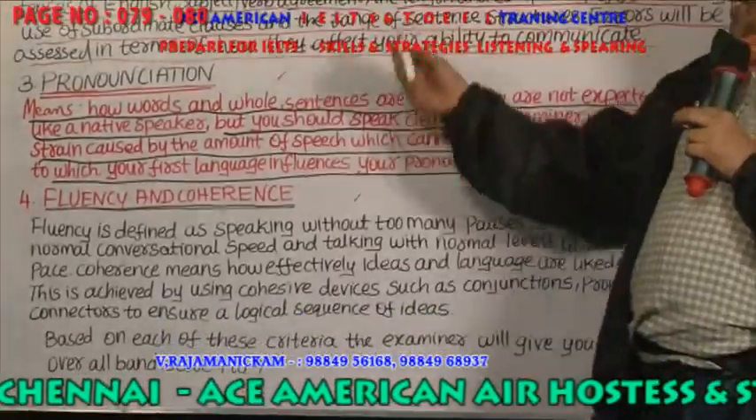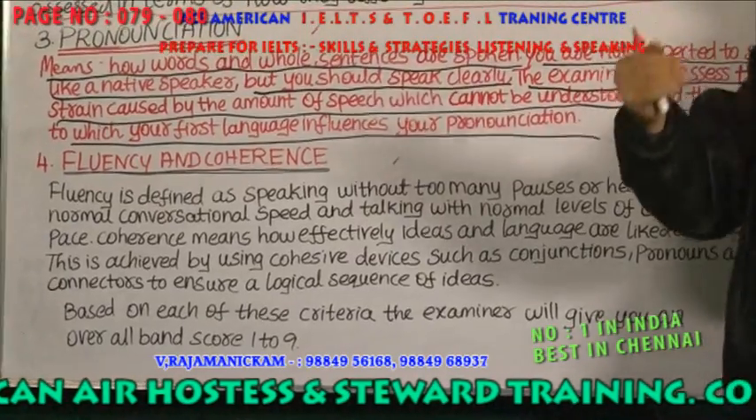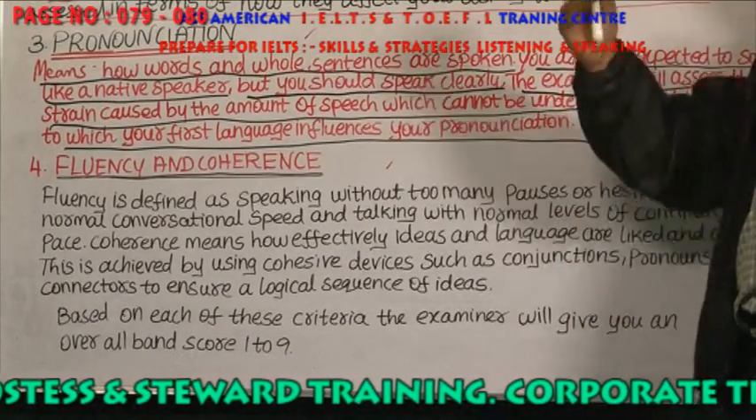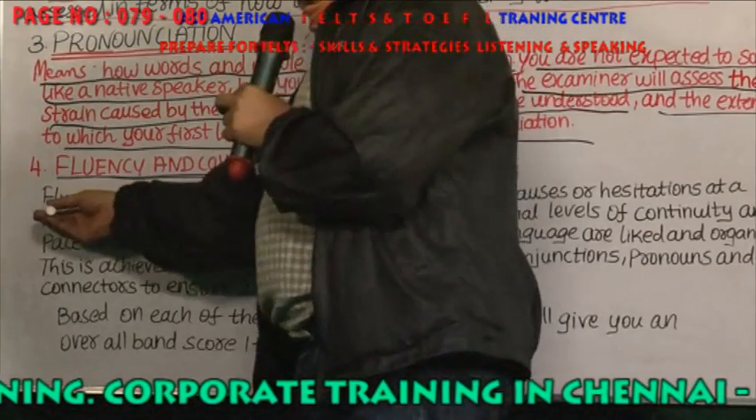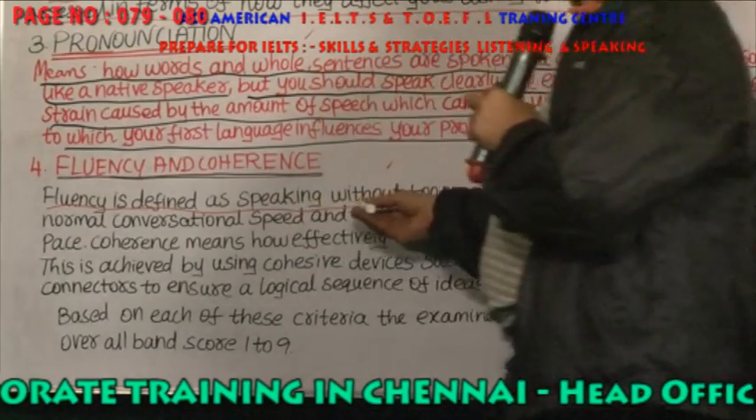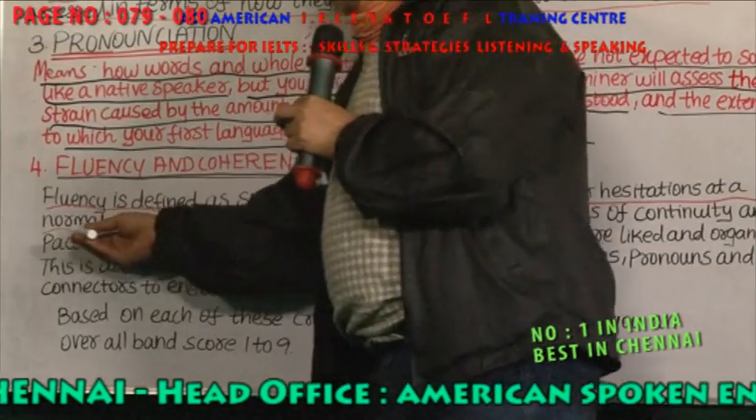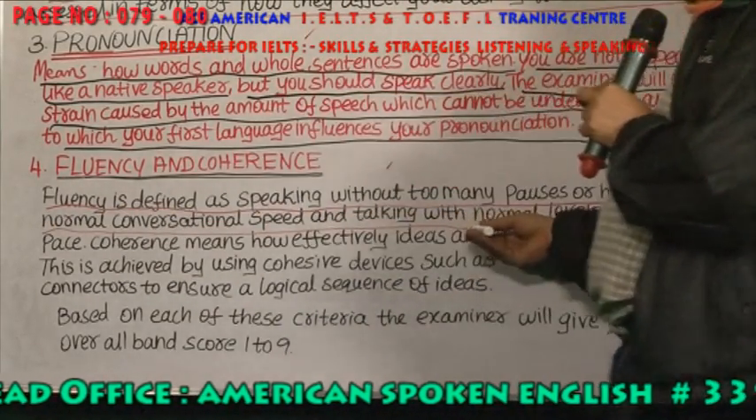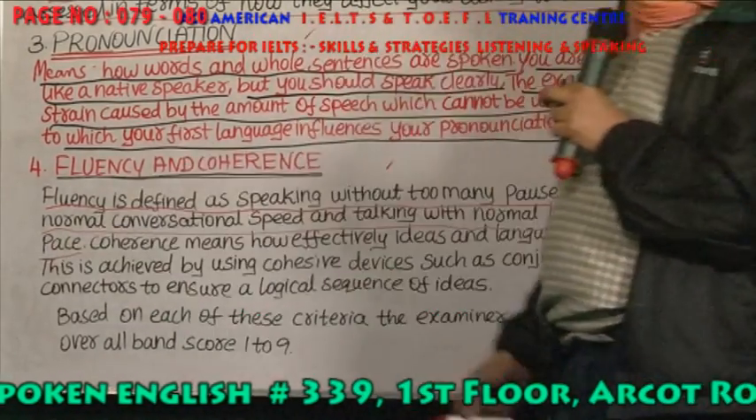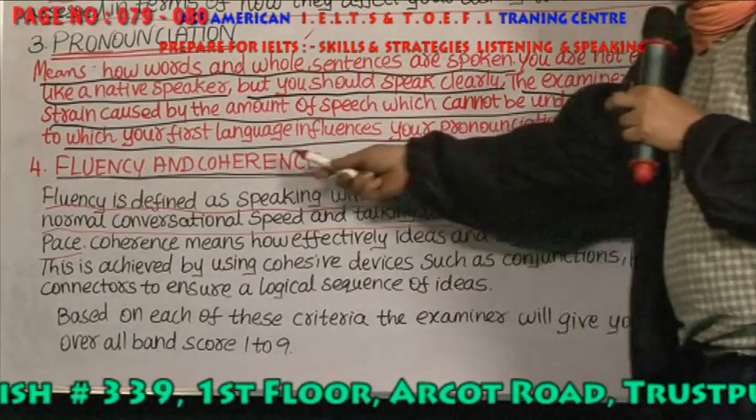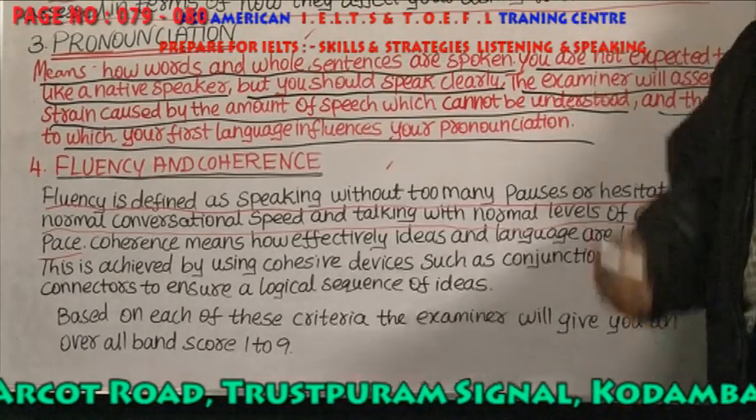Now coming here, fluency is defined as speaking without too many pauses or hesitations at a normal conversational speed and talking with normal levels of continuity and pace. Pace means speed. What is fluency? Fluency is defined as speaking without too many pauses. Pauses means what? Gaps. Without pauses, how you speak. Or hesitation, without hesitation, how do you speak. At a normal conversational speed, normally you speak.